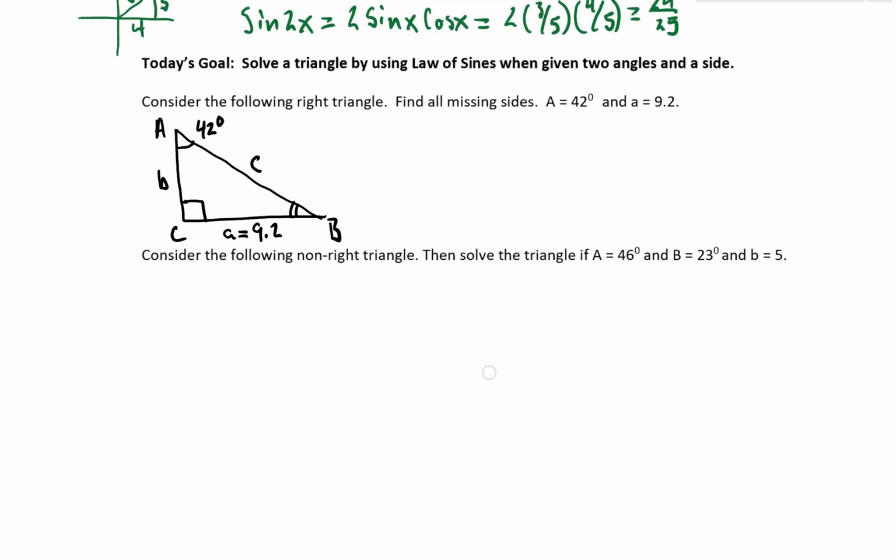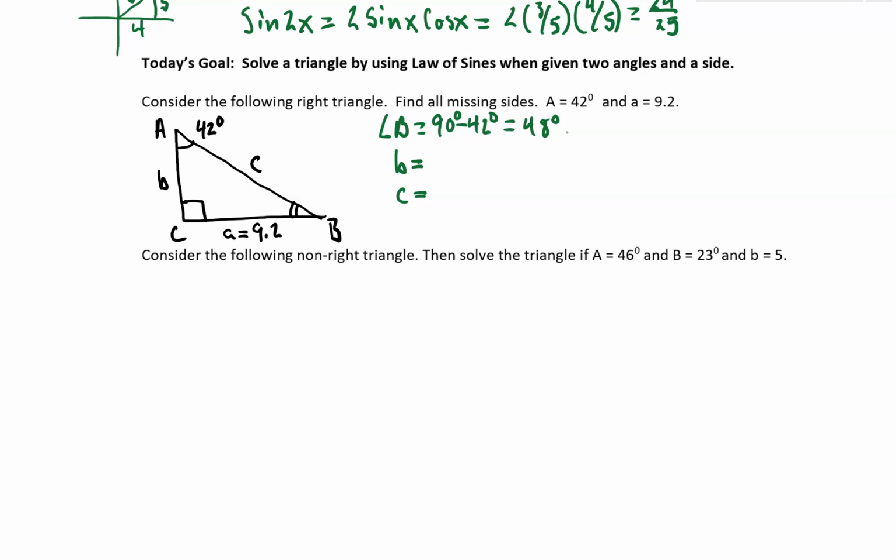So looking at this, the things that are missing, well, we're missing angle B, we're missing side b, and we're missing side c. So these are going to be the sides that we're looking for. So how do we do that? Well, if we think about angle B, we already know that C is 90, A is 42, so B must be 90 minus 42, which B is going to be 48 degrees. So now I know that particular one.